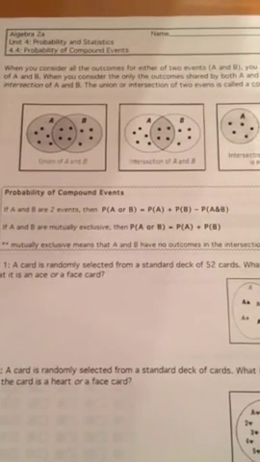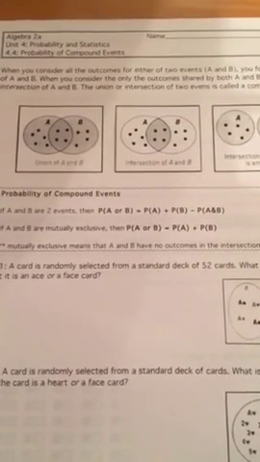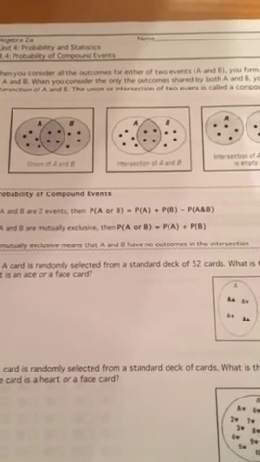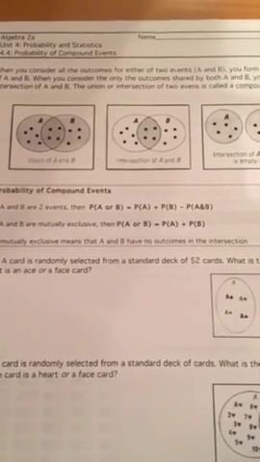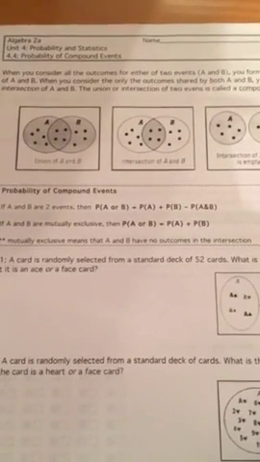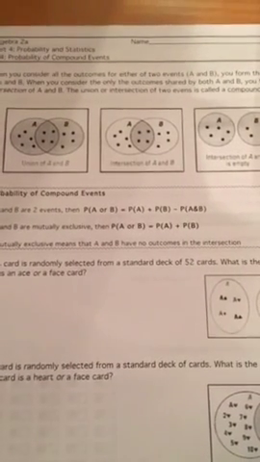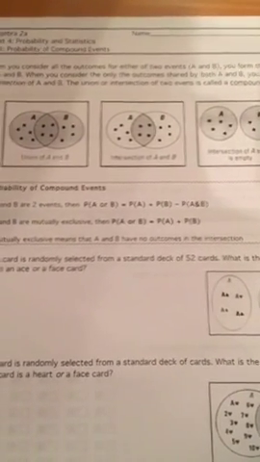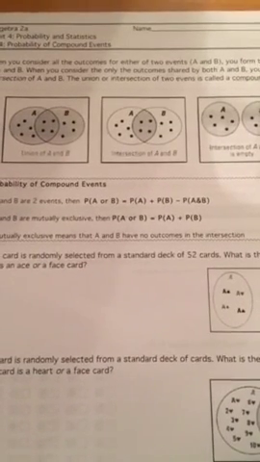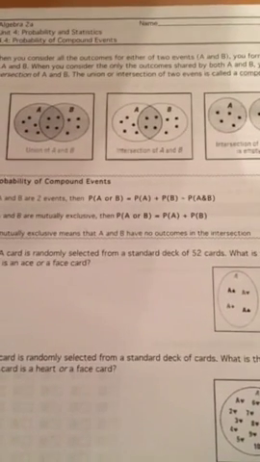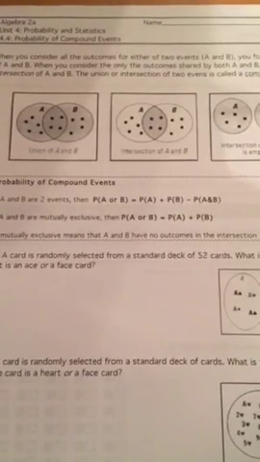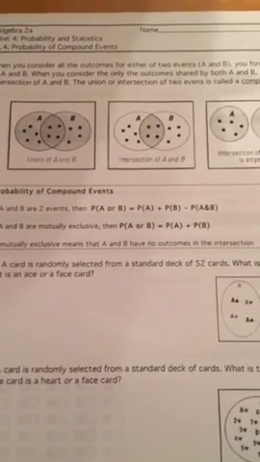A compound event would be, for example, what's the probability that I draw either a king or a jack from a deck of cards. So we would take the probability of drawing a king and the probability of drawing a jack, and we would add those probabilities together. When we are dealing with these compound events, we need to consider 2 different things.